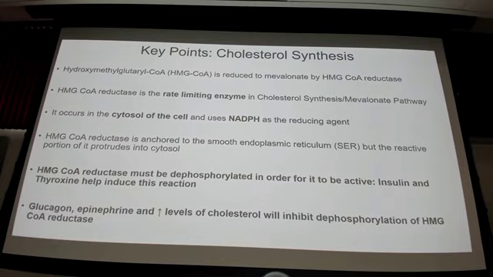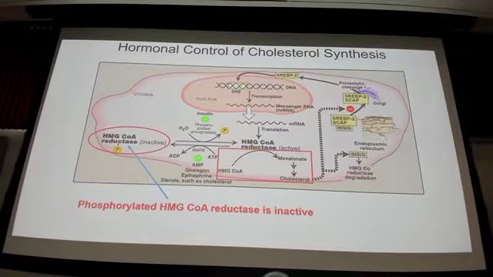Some hormones and regulators that phosphorylate this enzyme, rendering it inactive, are glucagon, epinephrine, and increased levels of cholesterol. As we see in this pathway here, when HMG-CoA reductase is phosphorylated, it is inactive. Insulin and T4 will dephosphorylate it, and that will render the enzyme active and enable it to produce cholesterol.